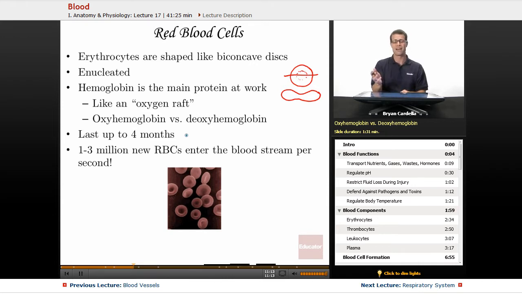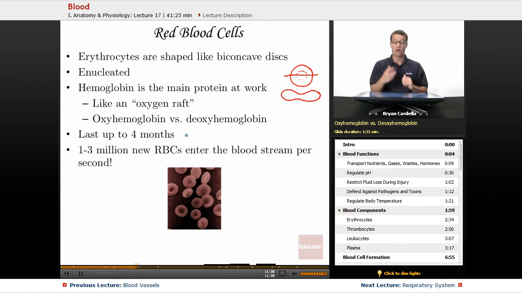Some of them last a lot less time than that because they can get damaged as they're getting shuttled through your bloodstream. They get ruined and they break down. And since they don't have a nucleus and they don't have those other organelles, they're not repairing themselves. You're getting rid of at least 1 million red blood cells every second of every day. And you're also making that many.